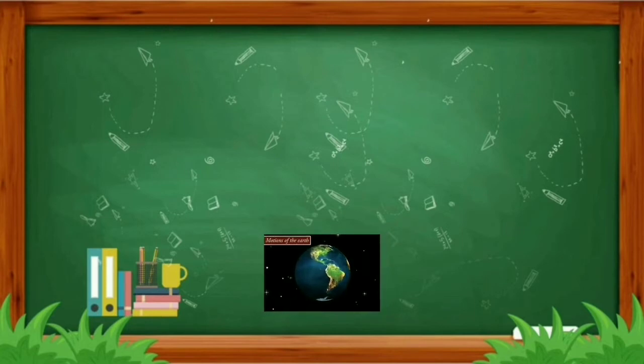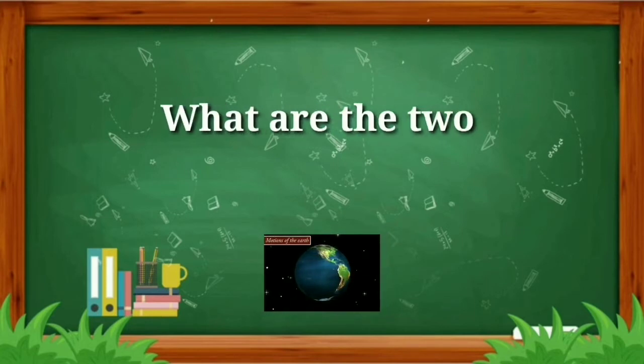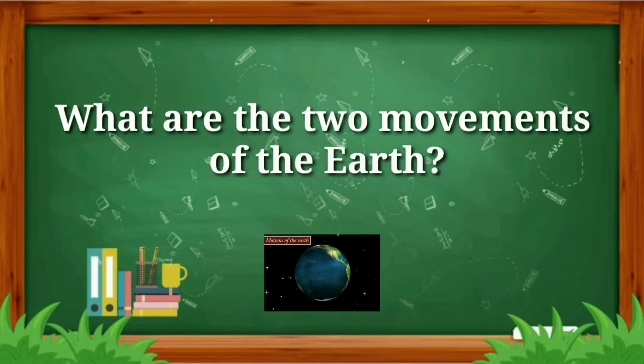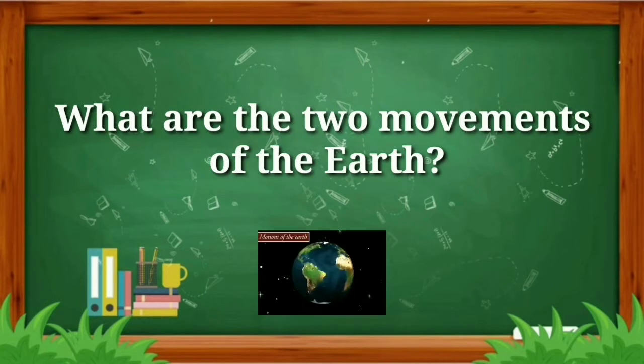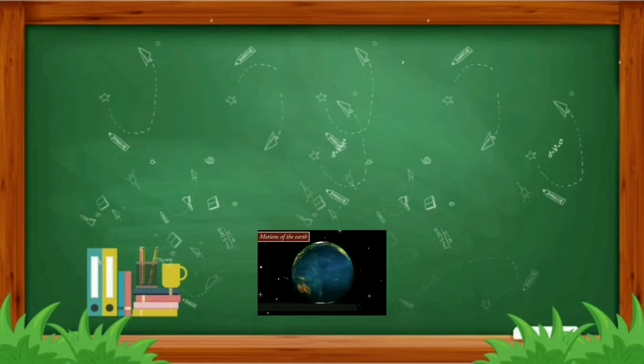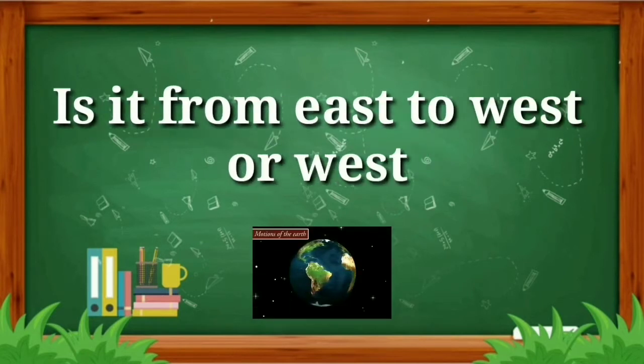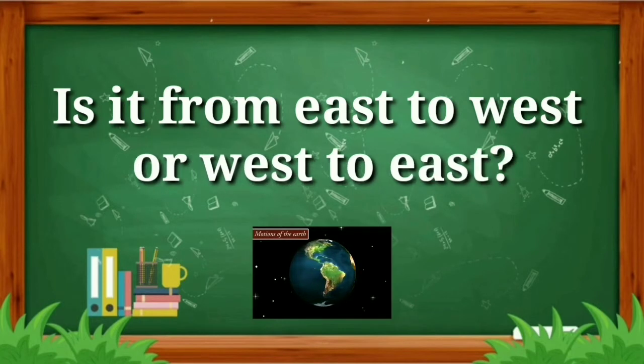For the first question, what are the two movements of the Earth? The globe is a model of the Earth. It spins and turns around. The Earth moves similarly as the globe does. It rotates in its axis continuously. Second question, is it from east to west or west to east? It rotates from west to east.